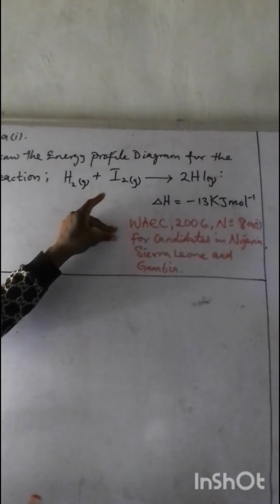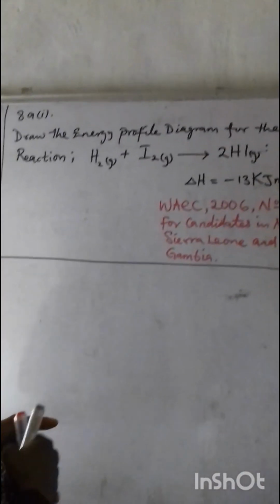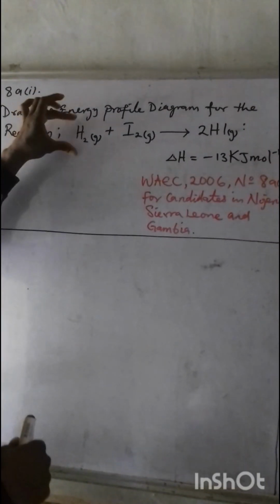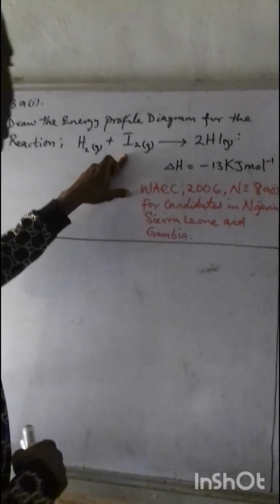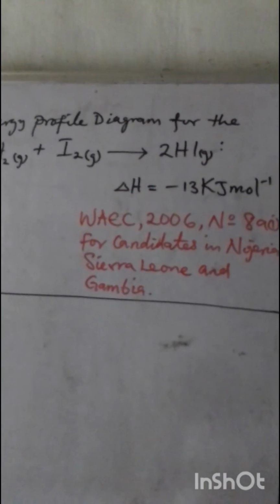So today's question is WAEC 2002, 2006, number 8 AI for candidates in Nigeria, Sierra Leone, and Gambia. It says, draw the energy profile diagram for the reaction. This is the reaction where hydrogen gas combines with iodine vapor to form hydrogen iodide gas. The enthalpy change of the reaction is minus 30 kilojoules per mole.